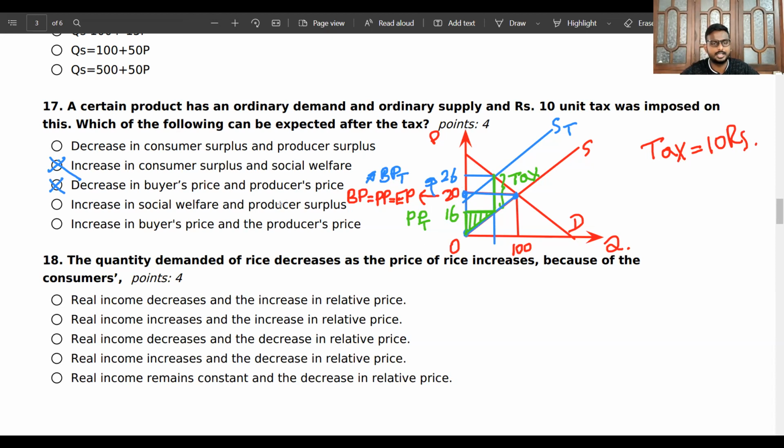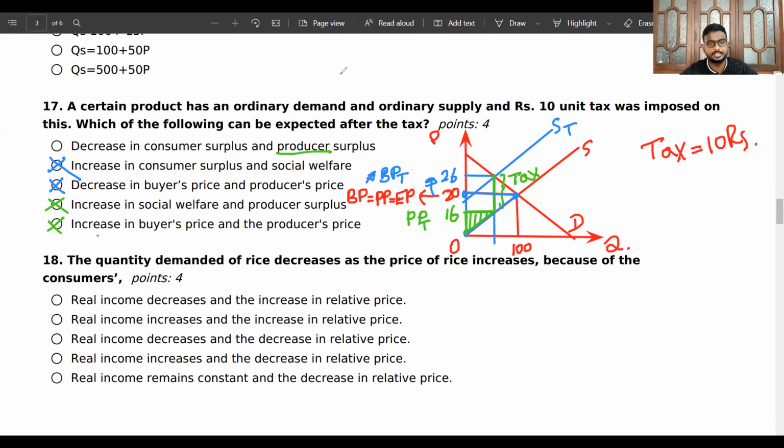So that's why the fourth answer is also out. Increase in buyer's price, increase in producer's price. We already established that the buyer's price increases and the producer's price drops. So the fifth answer is also out. So the correct answer is actually, we said producer surplus is dropping, right?